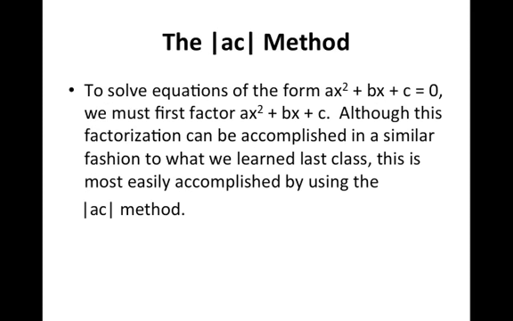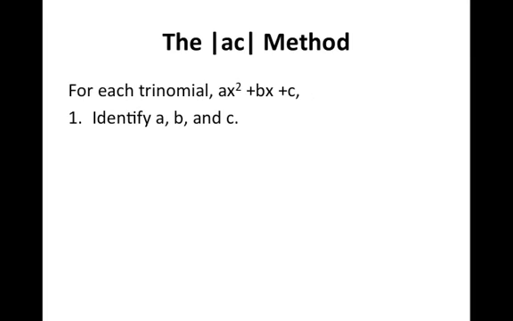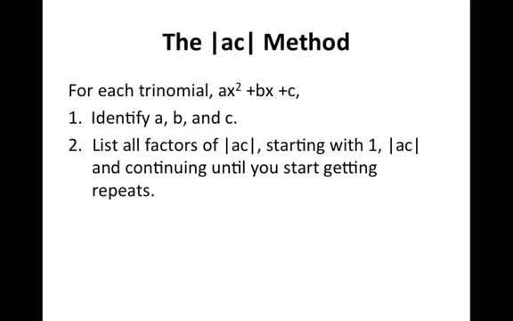To solve equations in the form ax squared plus bx plus c equals 0, we must first factor ax squared plus bx plus c. Although this factorization can be accomplished in a similar fashion to what we learned last class, it is most easily accomplished by using what we call the AC method. It's really the absolute value of AC method, but everybody just calls it the AC method. For each trinomial ax squared plus bx plus c, we're going to identify a, b, and c. We're going to list all factors of the absolute value of AC, starting with 1 and the absolute value of AC, and continuing until you start getting repeats, and I'll show you how to do that.